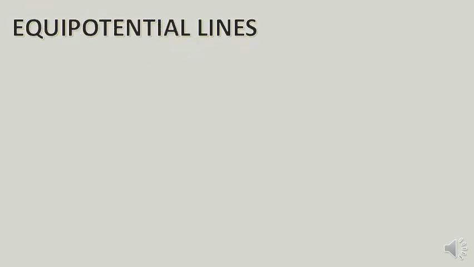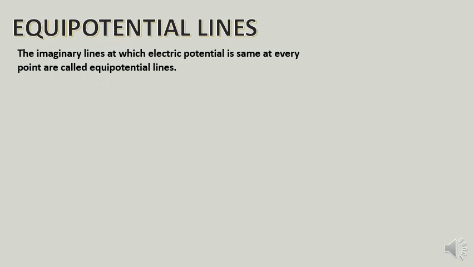Now move towards today's another topic, which is equipotential lines. The word equipotential comes from a combination of two words. One is equal and the other is potential. Equipotential. It means that a point or a line where we have the same amount of potential by a charge is known as equipotential lines. The imaginary lines at which electric potential is same at every point are called equipotential lines.